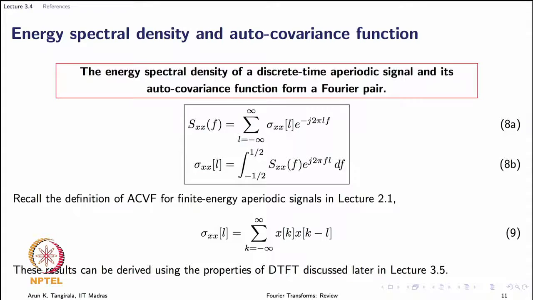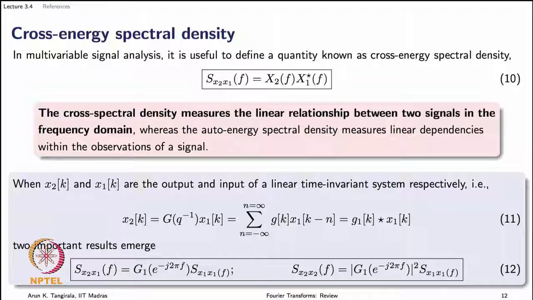In fact, similar to the relation that we have here, the auto-covariance function and the auto energy spectral density being the Fourier pair, here we have the cross energy spectral density and the cross covariance function also forming a Fourier pair, although I do not cite that in this slide here. The most important point to keep in mind is that the cross energy spectral density measures the linear relationship between two signals in the frequency domain.